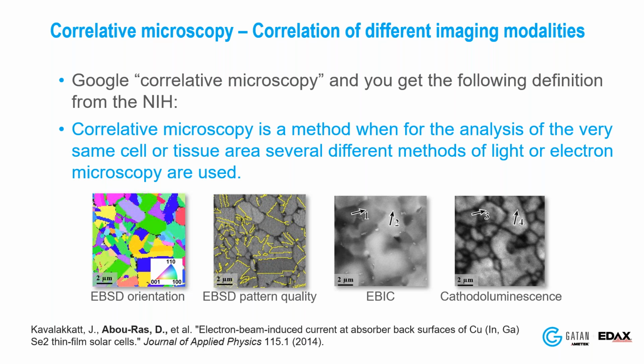This is an example from a paper by Daniel Abou-Ras, and he shows an EBSD map there on the left, as well as the second one there, the EBSD pattern quality. But then he uses EBIC, cathodoluminescence, and in that paper he looks at some others as well. If you look at those closely, you can see those are the same area. And that's kind of what we want to do with correlative microscopy, is to get different views using different techniques of the same area to better understand material behavior and how our microstructure will influence properties.